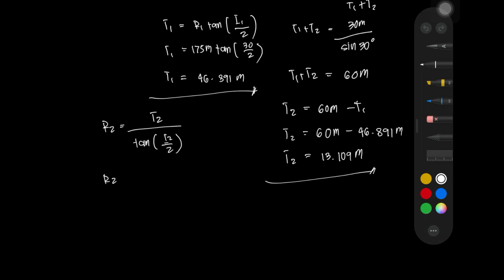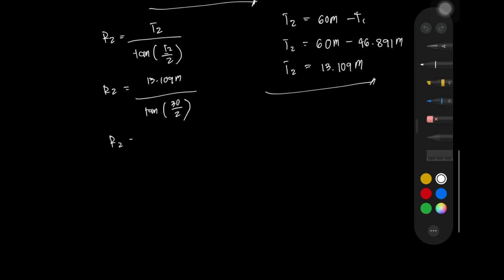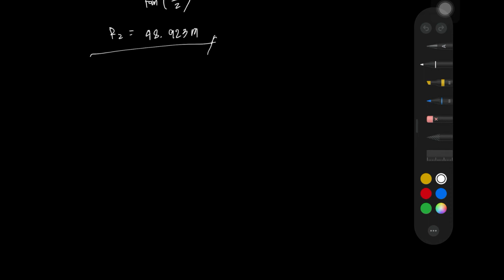So R2 is equal to 13.109 meters over tangent of 30 over 2. So from the calculator, we can get 48.923 meters. We have our R2. Now using these values, we can now calculate for L1 and L2.